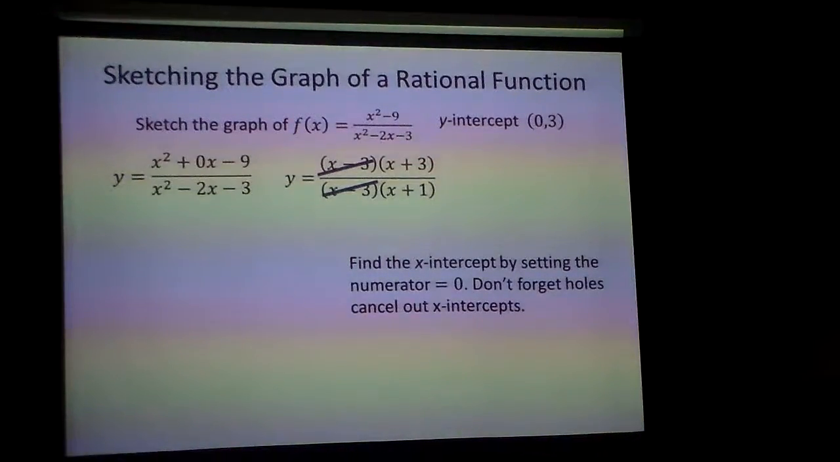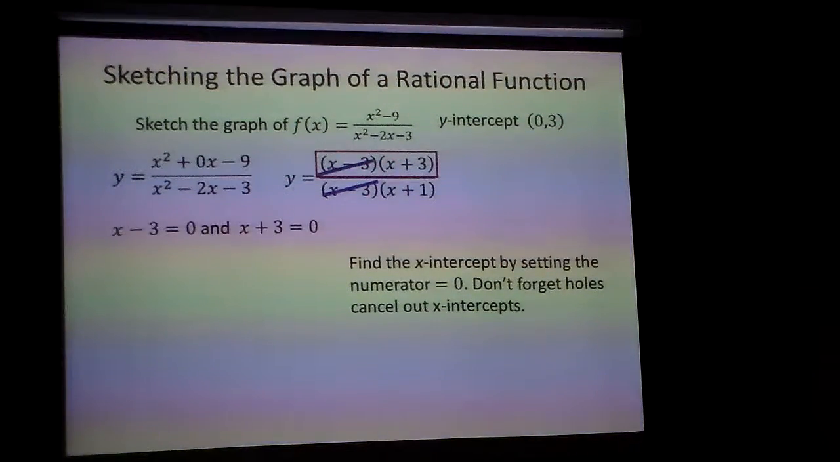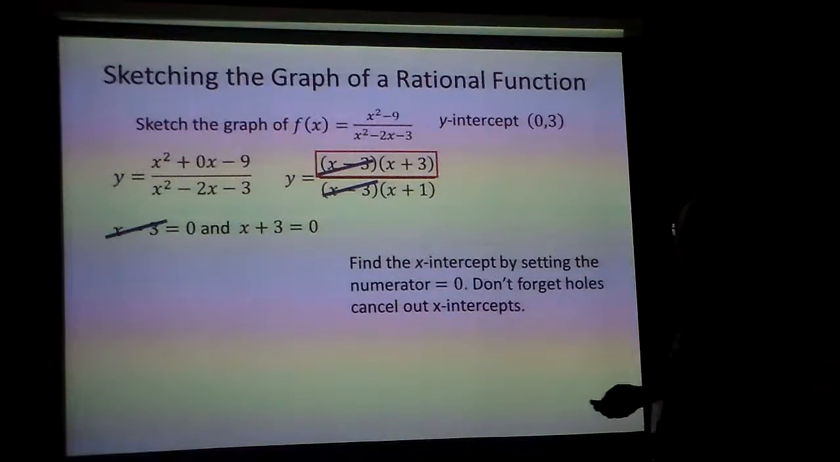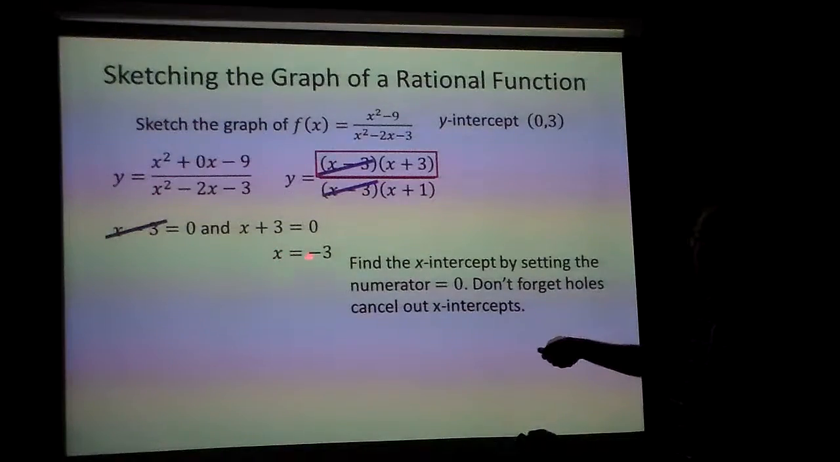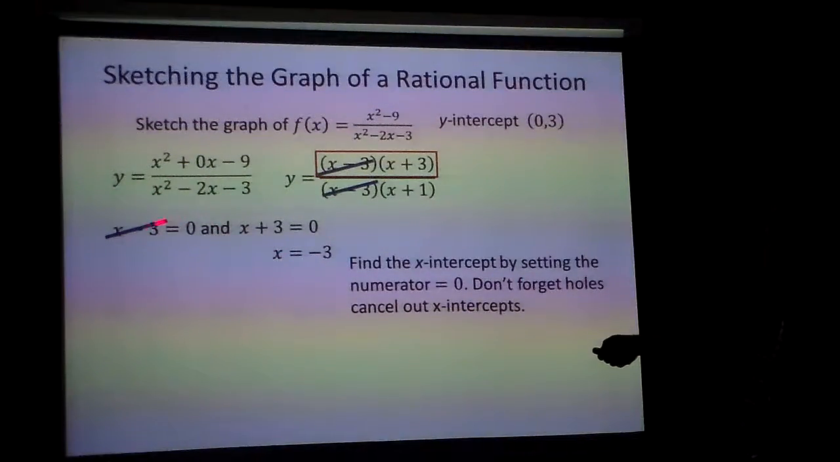I need to now find the x-intercept. The x-intercept is found by setting the numerator to 0. Now, here's the problem. There are two values, but because these were the same, it knocks that one out. So my only x-intercept is at negative 3. It is not also at positive 3, because that one got knocked out. So I have an x-intercept at negative 3, 0.